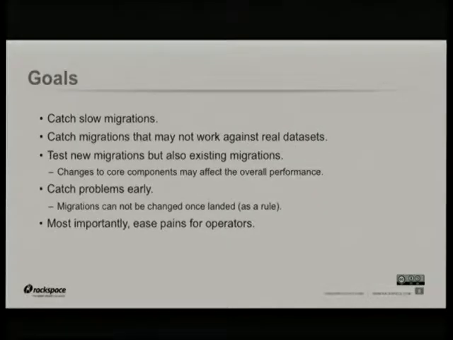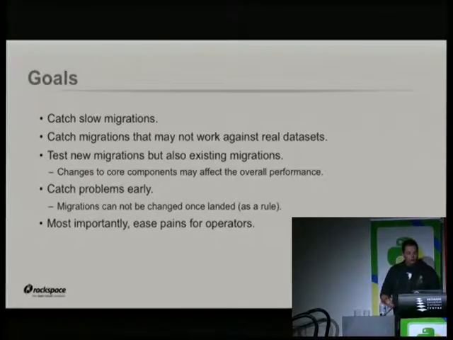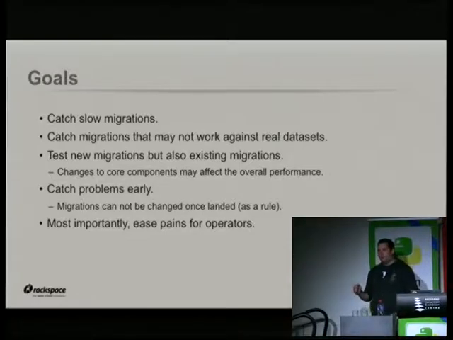So what are our goals? They are to catch those slow migrations. They're to catch the migrations that don't work against real data sets, so mostly due to schema drift, but there are sometimes other odd reasons. And to test new migrations, but also existing migrations.